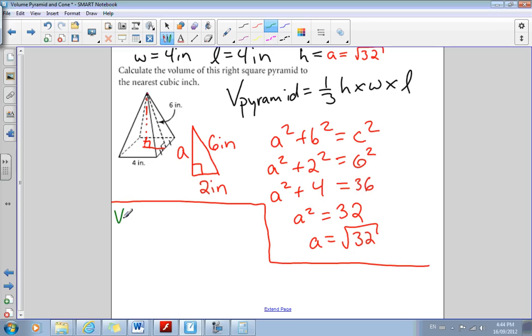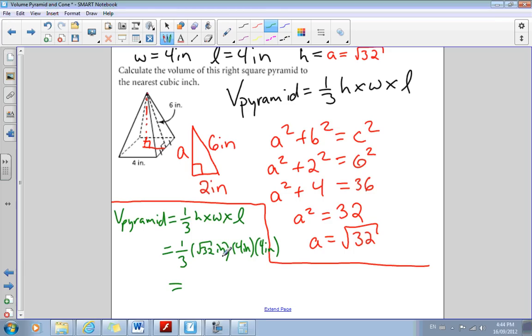So the volume of the pyramid equals 1/3 height times width times length. So let's just fill everything in. 1/3, our height is the square root of 32, and that is inches, times our width, which is 4 inches, and times our length, which is 4 inches. So we put inches in all the way so we don't forget what units we're dealing with.